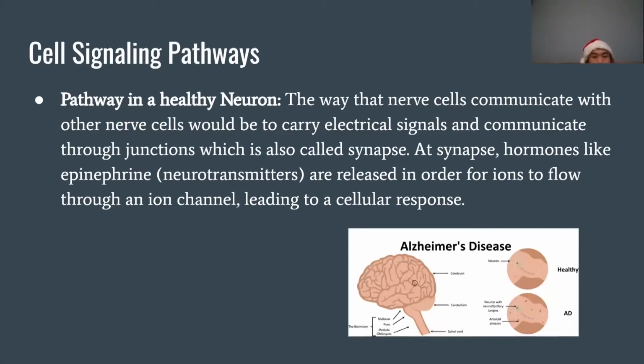Cell signaling pathways. So the pathway in a healthy neuron. So in a healthy neuron, the nerve cells communicate using electrical signals and through junctions, also called synapses. And at the synapse, hormones or neurotransmitters are released in order for ions to flow through an ion channel, which will lead to cellular response and cellular communication.